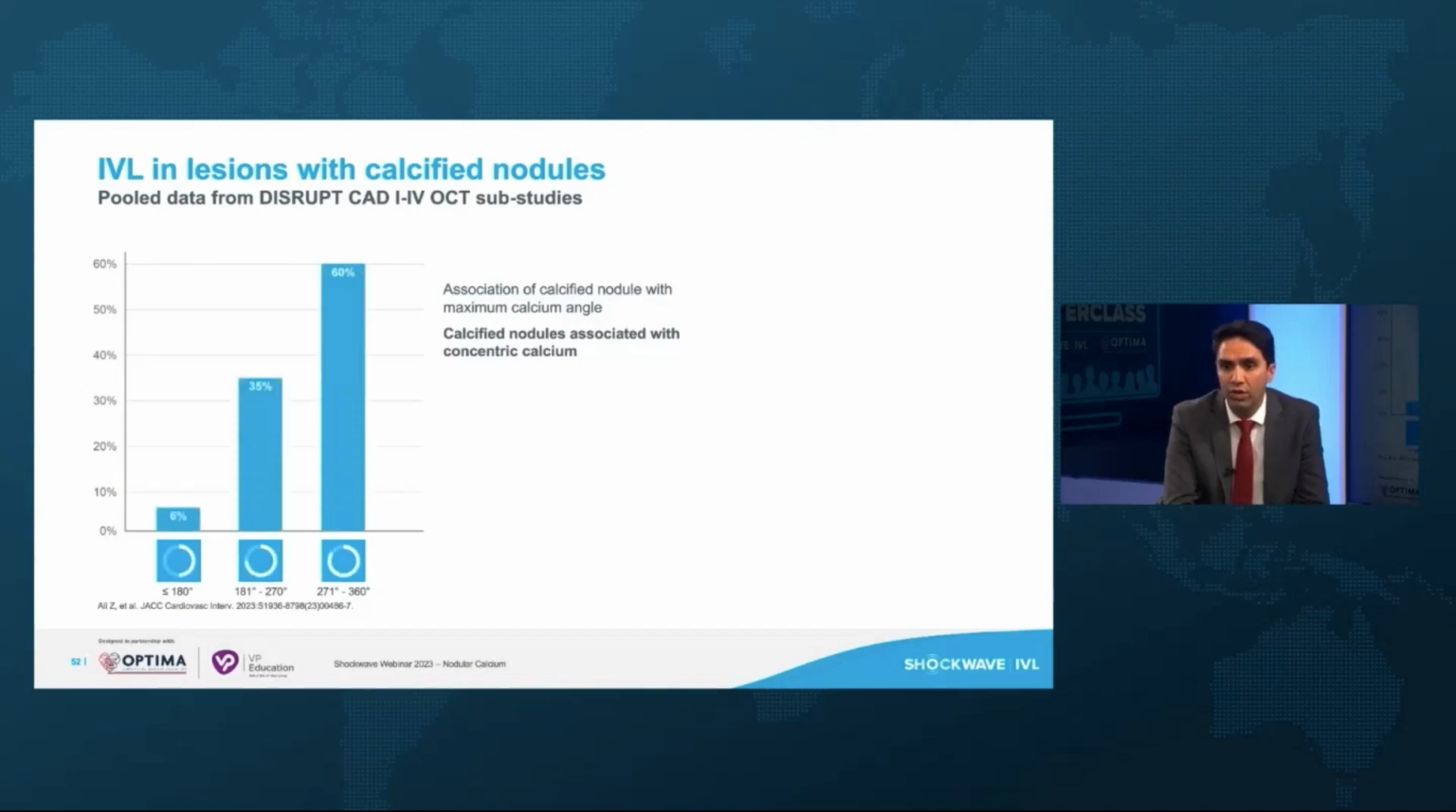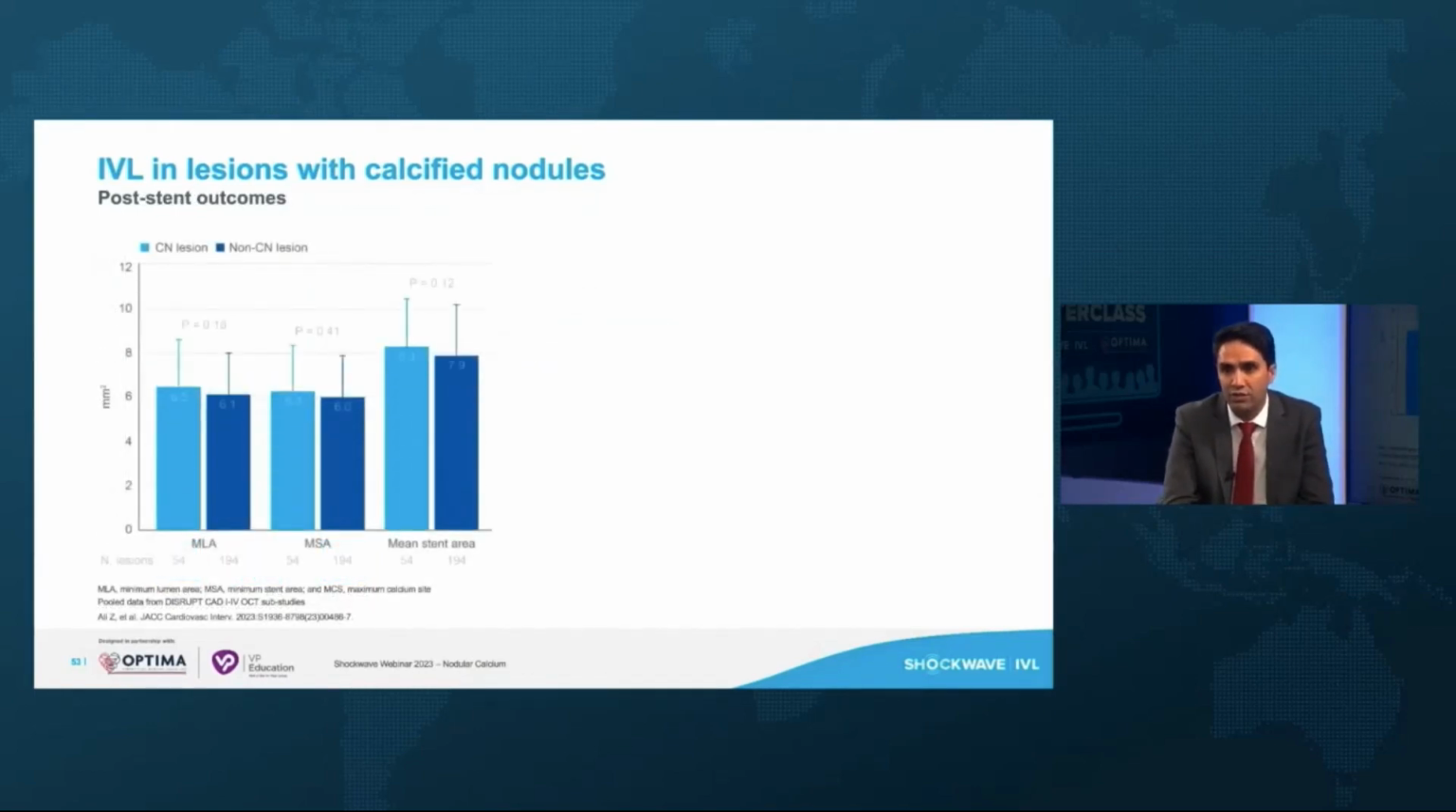What did we learn? We learned that the number of patients with adjacent calcium was extremely high, and that most patients had concentric calcium around the nodule, 60%, and 35% have 180 to 270 degrees. Why is that relevant? It's very relevant because these are larger arteries, and if you use atherectomy, you may not modify these segments of calcification which are biased away. And of course, IVL doesn't have that problem. Using large balloons can modify calcium in multiple different directions.